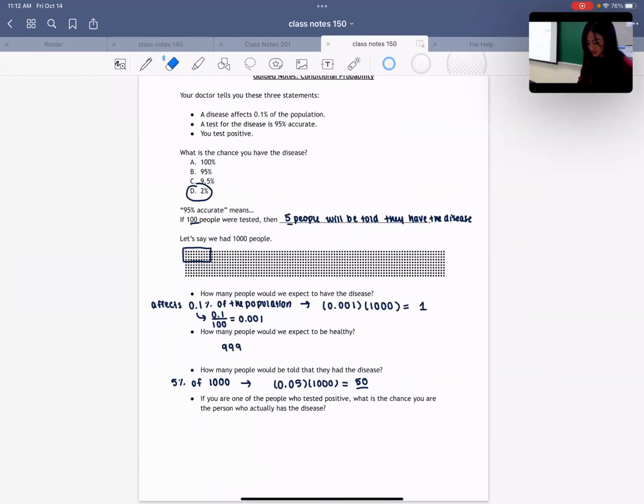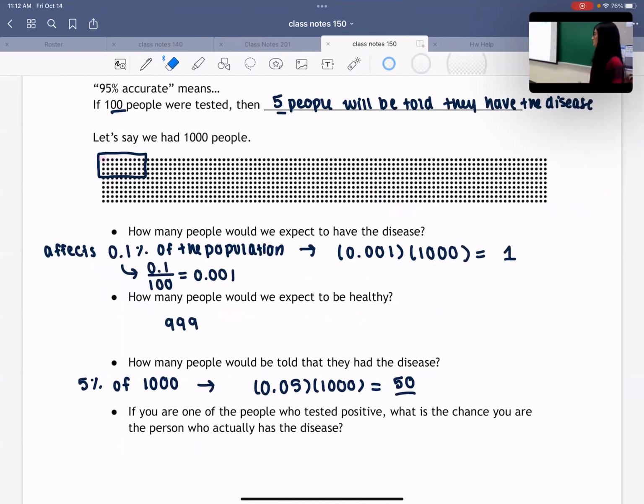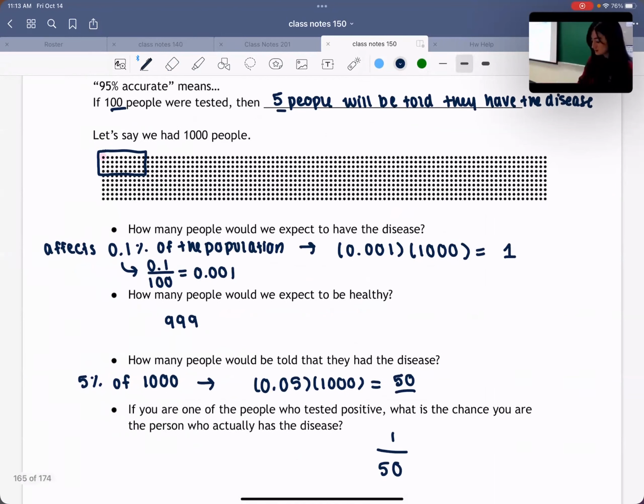Okay. Now, thinking about the question again. Let's say I'm one of those people who tested positive. Okay, but I don't know if I have the disease or not. What's the chance that I actually have the disease? Yep, 1 out of 50, right? Because I already know that I tested positive. I don't care about the rest of the population. I care about everyone who got told that they did have the disease. So if I'm one of those people, 1 out of 50 is 2%. Okay, so that's how we got 2%.